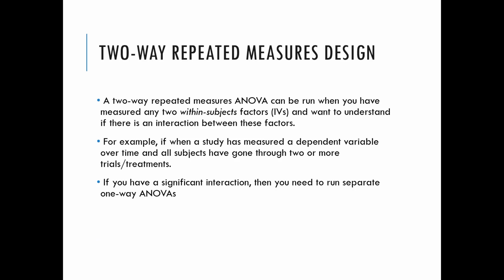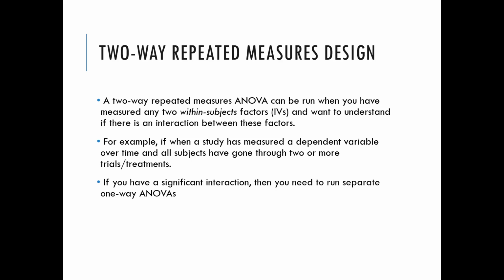Okay, so just like we had a one-way ANOVA and then a one-way repeated measures ANOVA, we also have factorial, or in this example, a two-way repeated measures ANOVA. That can be run when you've measured any two within-subject factors. Repeated measures ANOVA is like a paired t-test. We're looking at within-subjects factors, and then if you want to understand if there's an interaction between these factors.